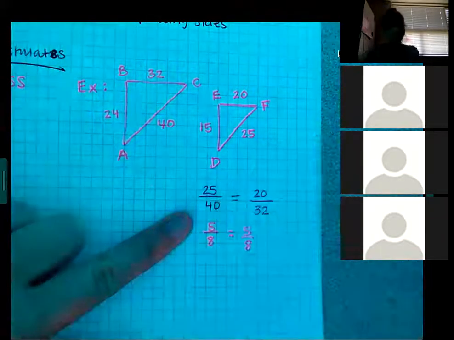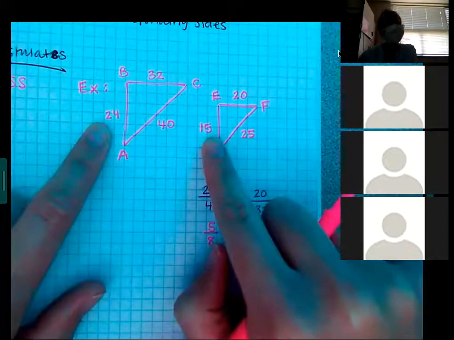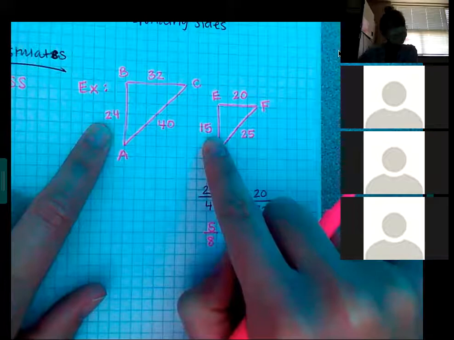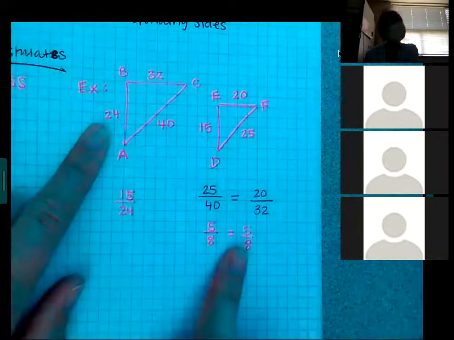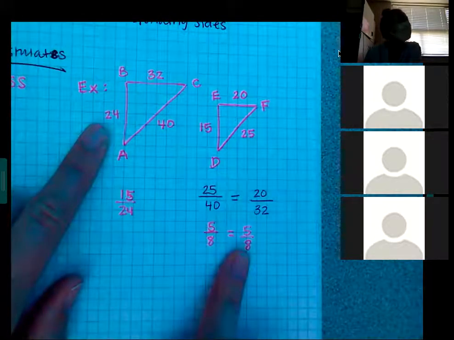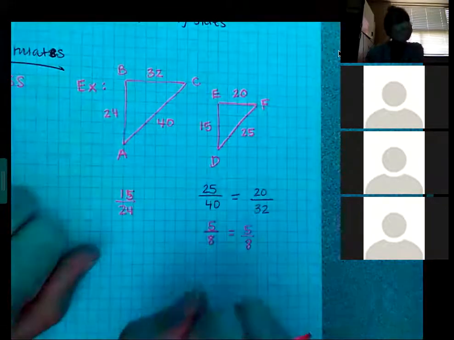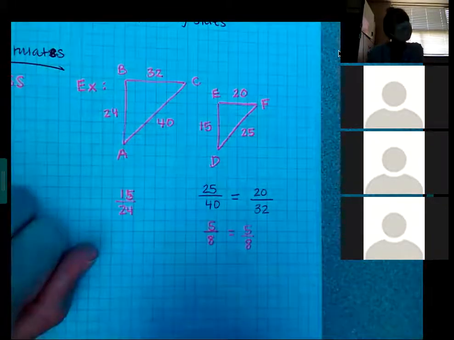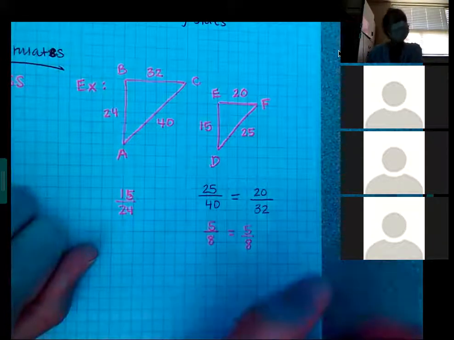Now, you have to check all 3 sides, so check your last pair. It would be 15 over 24. And 15 over 24 also reduces to 5 over 8. So 5 over 8 is your ratio or your scale factor. If it's the same for all sets of corresponding sides, then these are similar. Similar, not the same, not equal, they're similar.